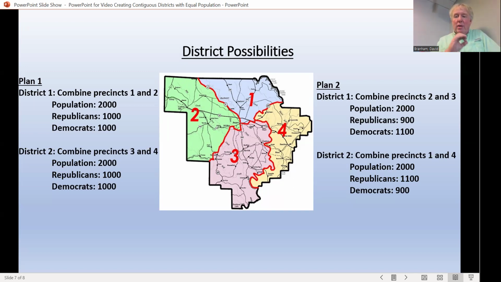So while at first, if you combined all the possibilities of putting precincts together, you might think I have 3 possibilities for plans, the reality is you only have 2 because of the rule on districts being contiguous. So you're going to have to pick between Plan 1 and Plan 2. A Plan 3 that combines 1 and 3 in one district and 2 and 4 in another is impossible because 2 and 4 cannot be combined to be a district. So remember that during your assignment.